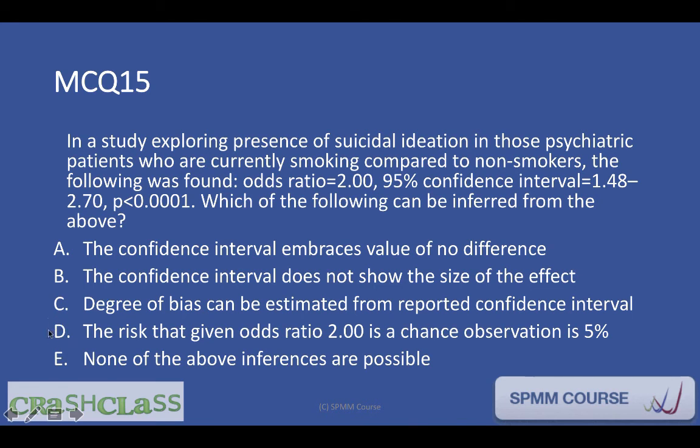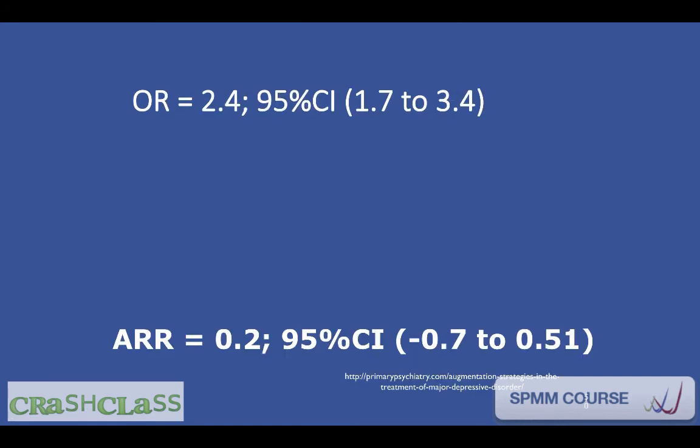So this is really a small p-value. So D is also wrong. E, none of the above are possible. That's the correct answer. None of the above inferences are possible. Let's look at the confidence intervals in a little bit more detail.